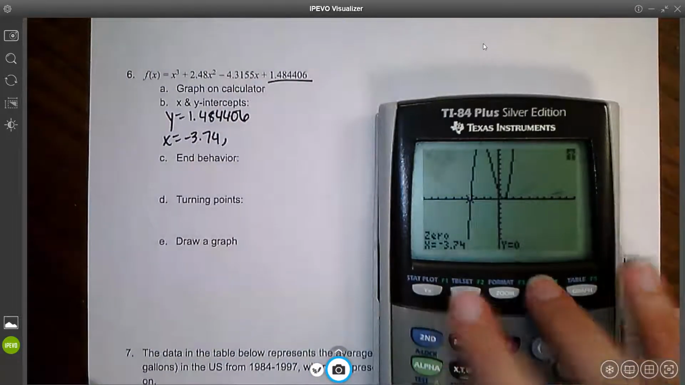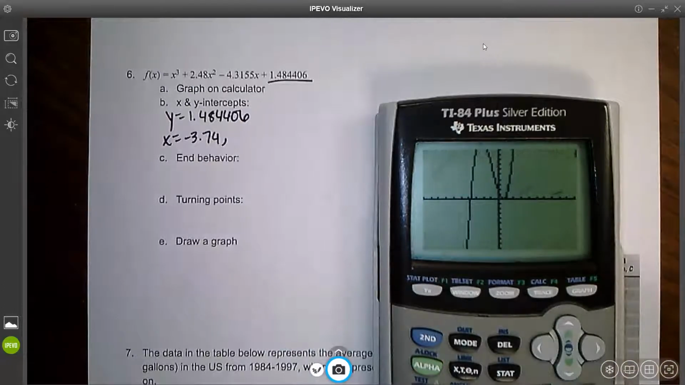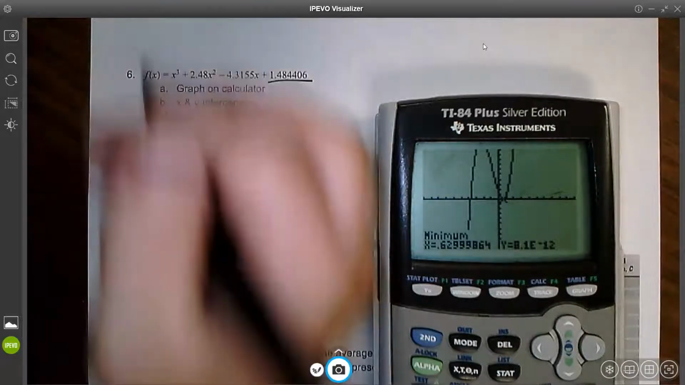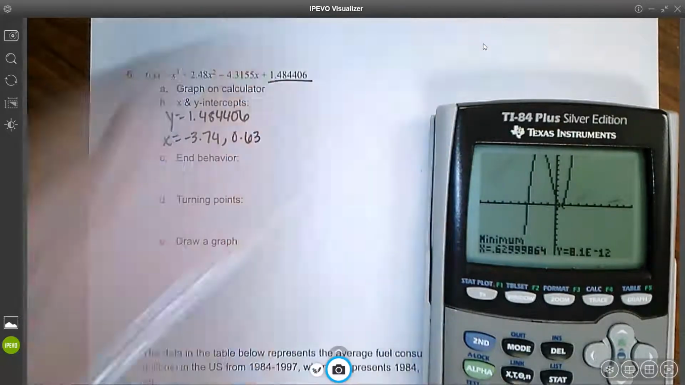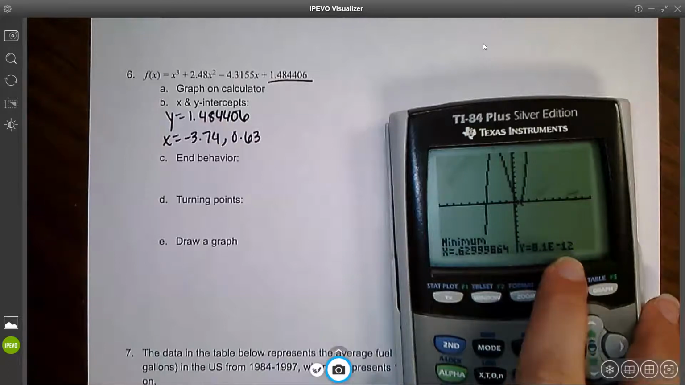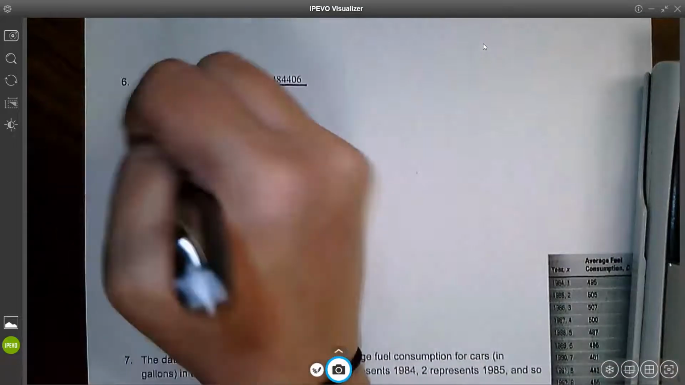This other one looks like a minimum value, so I'm going to use my minimum feature here. 0.63, 0.63. And that right here, 8.1 times 10 to the negative 12. So that's 0 point and then 11 zeros and then an 8. This is 0. Okay. My end behavior, this is going to behave like y equals x cubed.